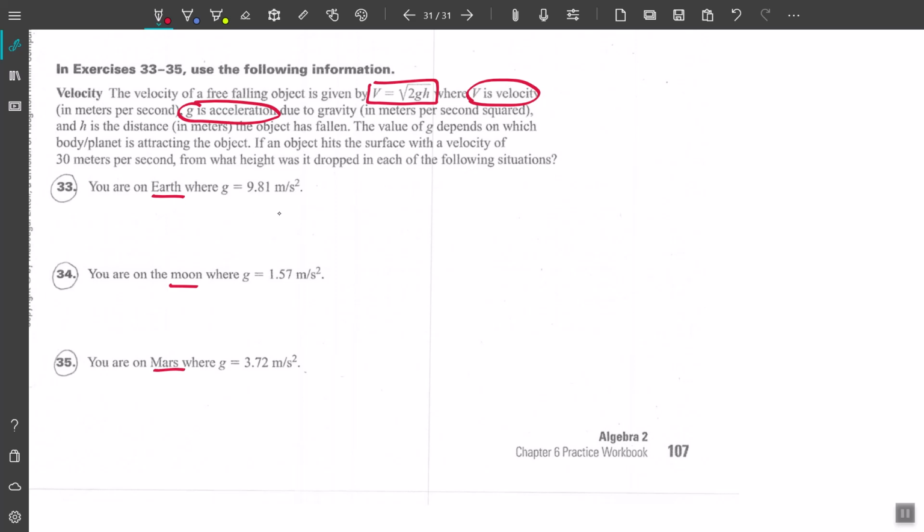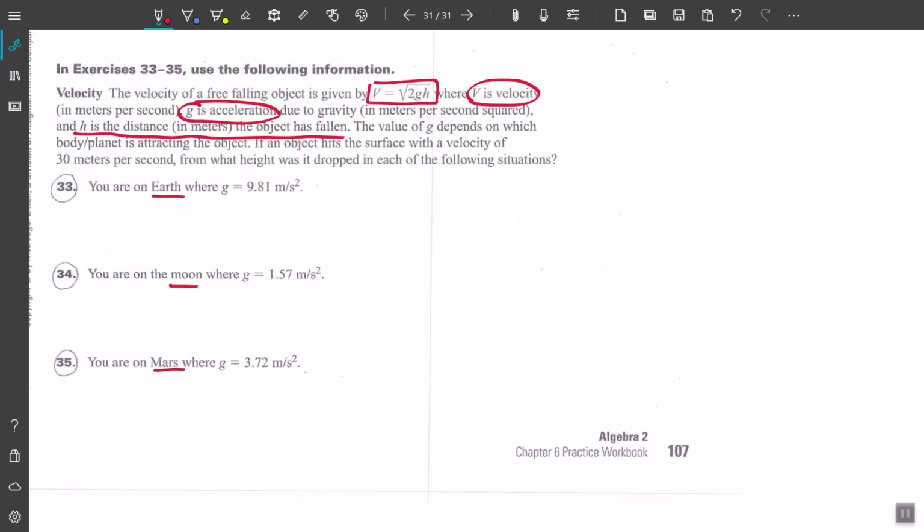And we can see here that Earth has the greatest gravitational pull at 9.81 meters per second squared. So it's a heavier pull on anything falling. The moon has the least amount of gravity, so it's at 1.57 meters per second squared. It's not going to be pulling an object down as quickly. The other thing we need to know is h, the distance in meters the object has fallen.